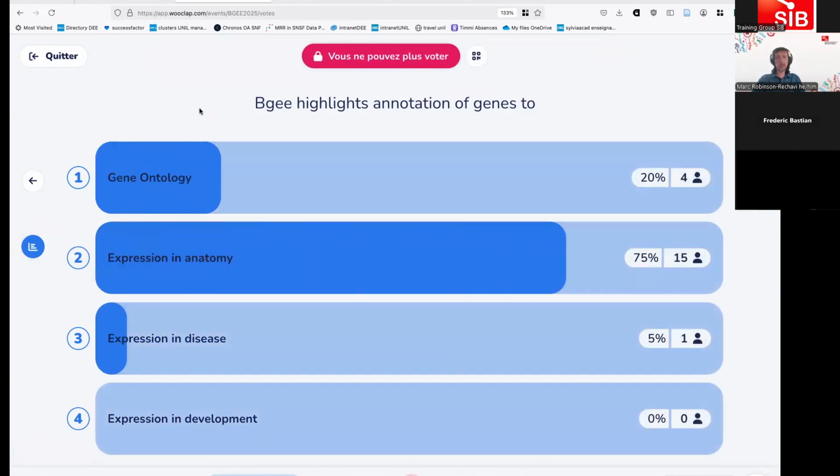So most of you replied expression anatomy. I think we've been speaking a lot about anatomy so far. So yes, that's what we highlight. Although we do annotate to development and sex and strain, what we highlight is the anatomy. The first thing you see on the gene page by default is the anatomy. The first thing by default you download in present absent files is the anatomy. We do have gene ontology terms that we take from Ensembl, but this is not what we highlight, and we do not have expression disease since we only have wild type healthy.